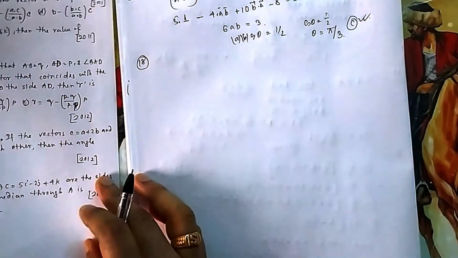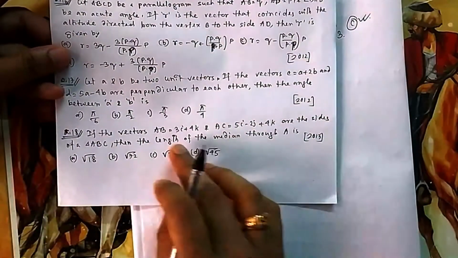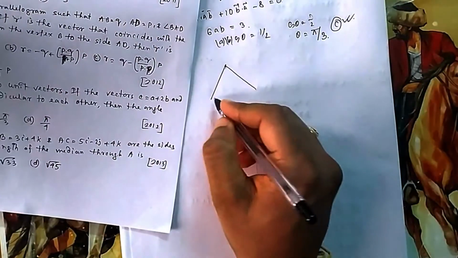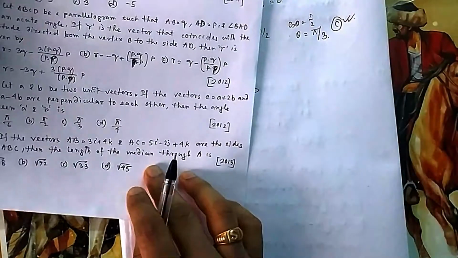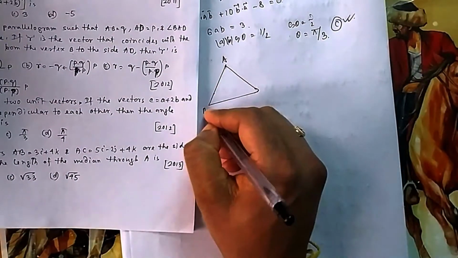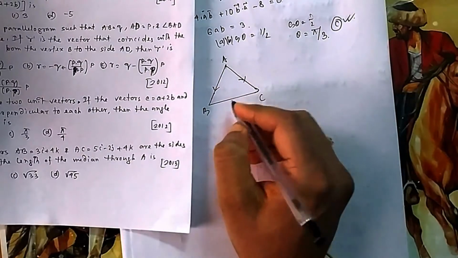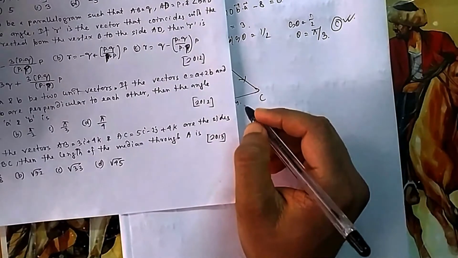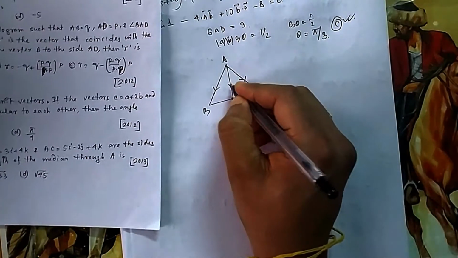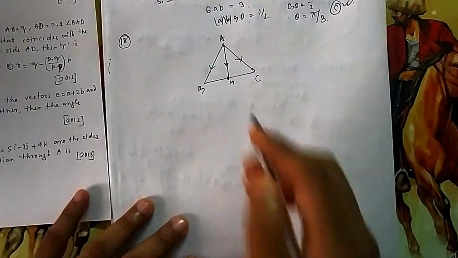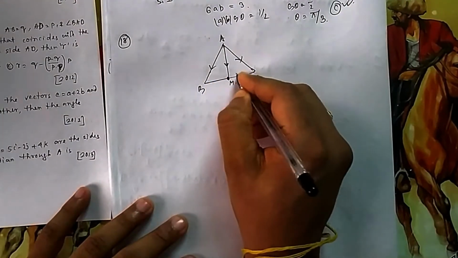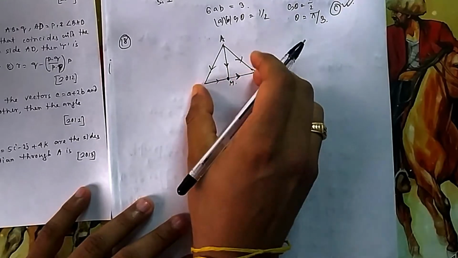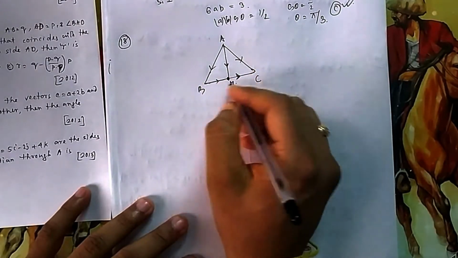Now if you come to question 18, the vectors given are the sides of the triangle ABC. If you have a triangle ABC, and the median through A, these two vectors are given, and you have to find the length of the median AM. If you can find AM, then you can find this length. So what will be BC? If you can find BC, then BC divided by 2 will give you BM, because BM is half of BC, in the same direction. So what is BC?